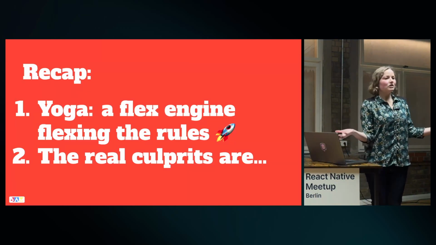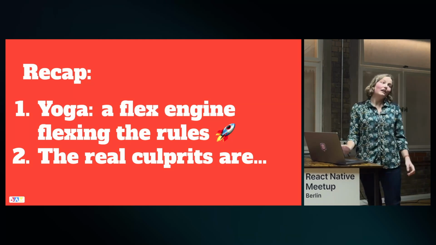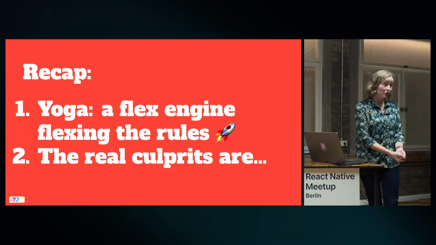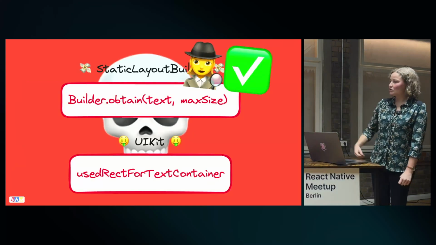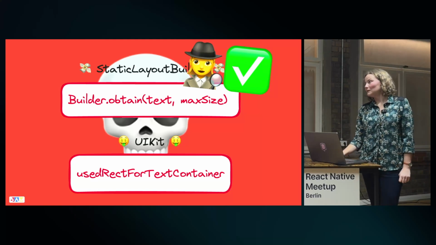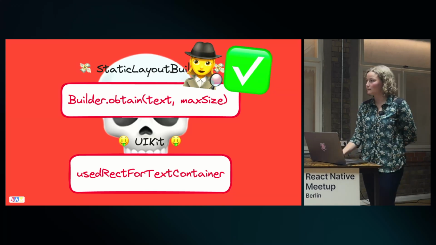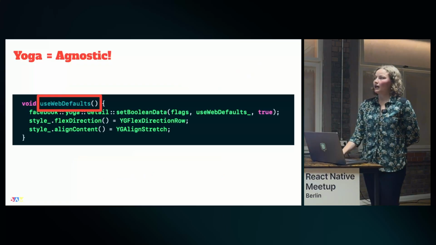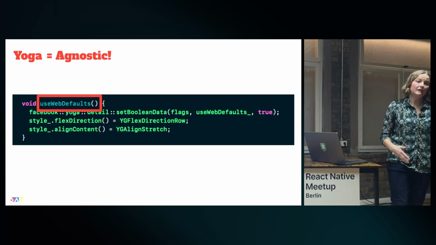So this is a recap. Yoga is a flex engine, but somehow flexing the rules. And the real culprits for the enigma we were trying to solve tonight, it's them: the UIKit and Android's static layout builder, basically, on the native side. And to conclude, because now we have solved the mystery, I can conclude my talk. I said to you that Yoga was agnostic, so it means you don't have to connect it especially to UIKit or Android's static layout builder.